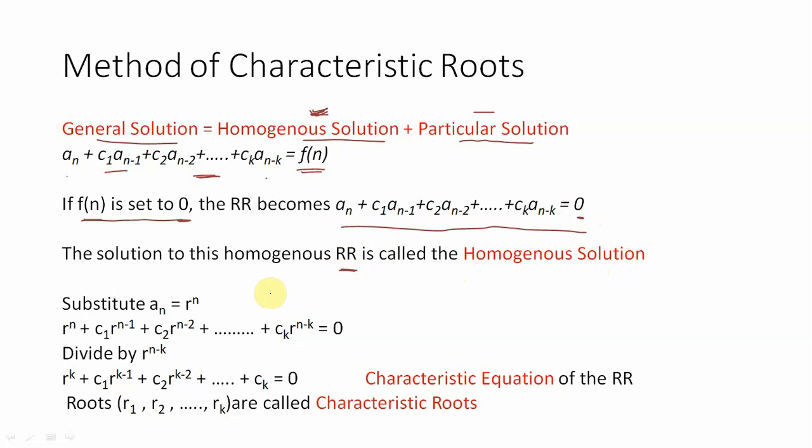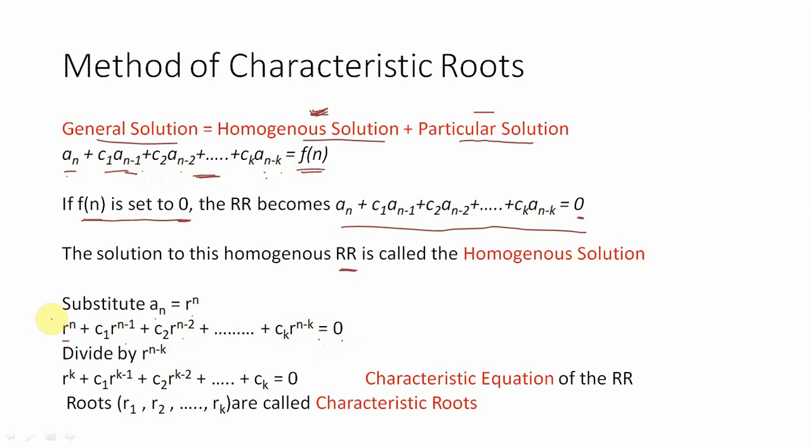Now how do we perform that? We start by substituting an by r to the power n. So an will be substituted by r to the power n, an minus 1 will become r to the power n minus 1, an minus 2 will become r to the power n minus 2, and an minus k will become r to the power n minus k. So this now becomes r to the power n plus c1 r to the power n minus 1 plus c2 r to the power n minus 2 up to ck r to the power n minus k.